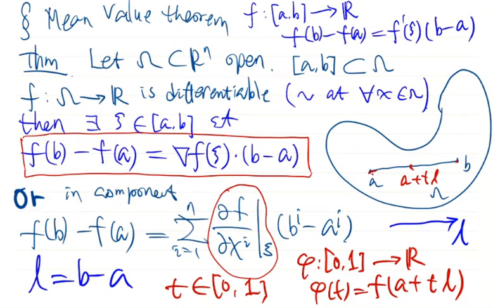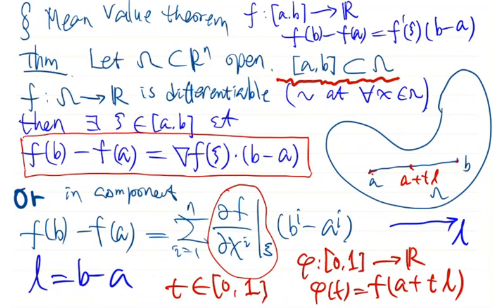Therefore, a plus tL is contained in the domain of definition of f, omega, because our assumption is that the segment AB is contained in omega. This is a condition where our theorem could apply. Because of this condition, we can define this function phi. And now phi is a single variable function, and we apply the known result for single variable functions to this phi.